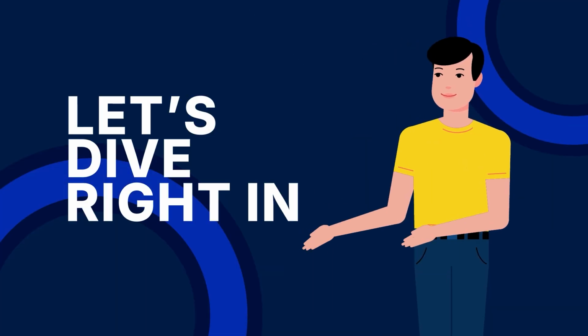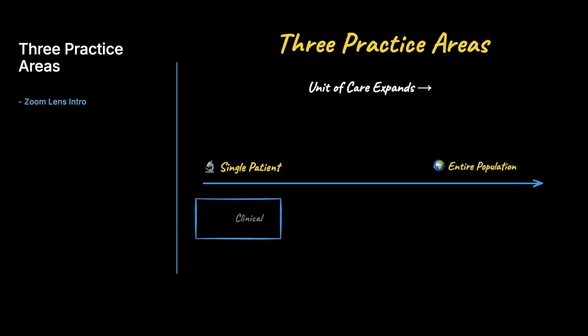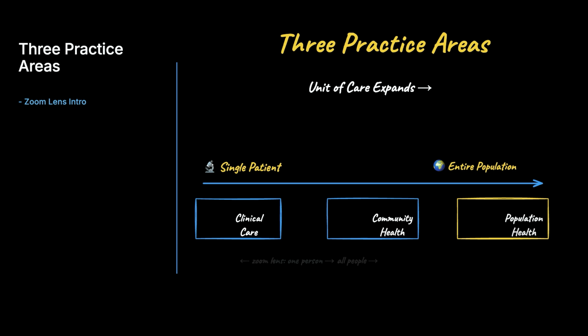So let's get started. Let us start with the 3 practice areas, one of the most heavily tested ideas in this module. Picture a zoom lens running from a single patient at one end to an entire population at the other. As you move along that lens, the unit of care expands. That one idea decodes almost any scenario.